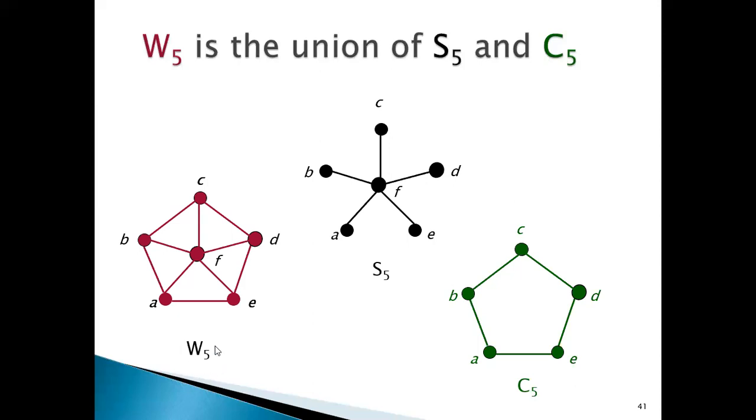So W5 is one graph, S5 is another graph, and when we union these two graphs, S5 and C5, we union S5 union C5, then we are getting W5.